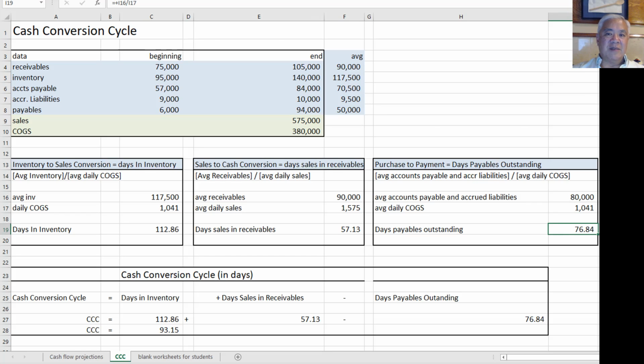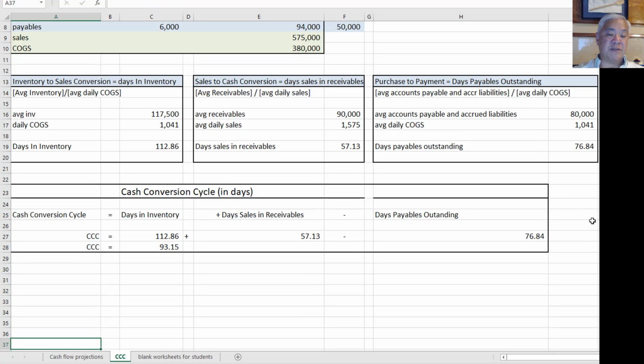So that's also a little bit worrisome because most vendors want to be paid in 30 days and we're taking 76. We're taking somewhere between 2 and 3 months to pay our bills. That likely would cause some consternation from our vendors. But let's just take that as fact for now and go from there.